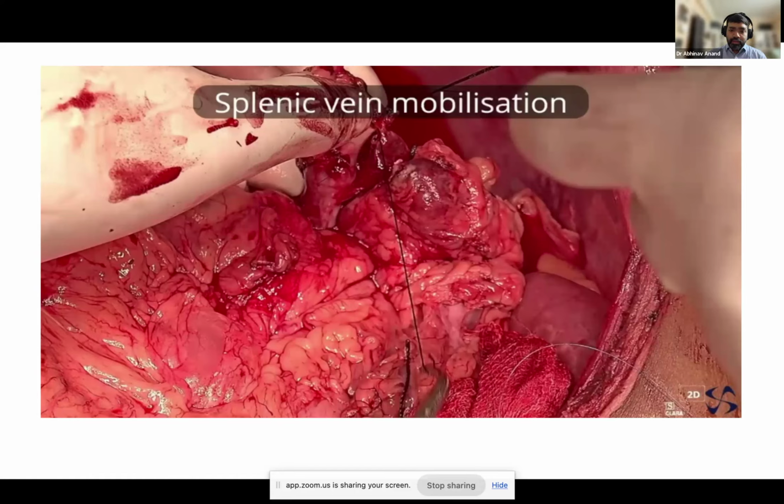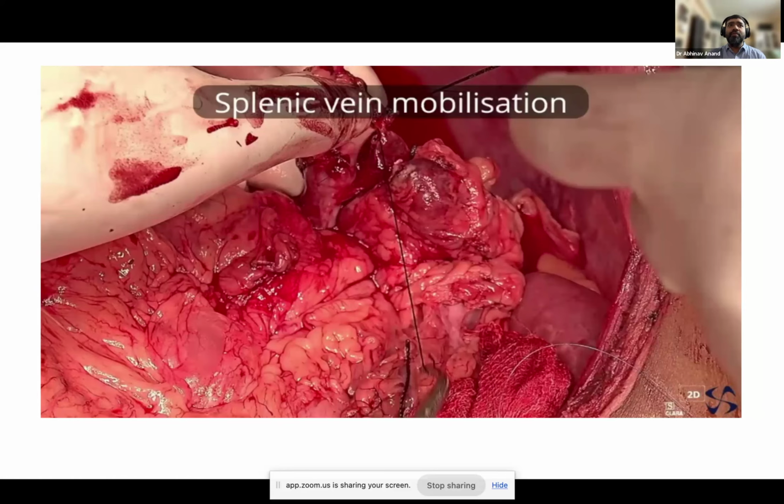Yes, sir, we do that. After splenectomy, we generally have most of the pancreas lifted up already. But yes, the pancreas has to be lifted up so that the posterior surface of the splenic vein is easily exposed, and the splenic vein does not have any tributary posteriorly. So that is very good for the mobilization of the splenic vein.